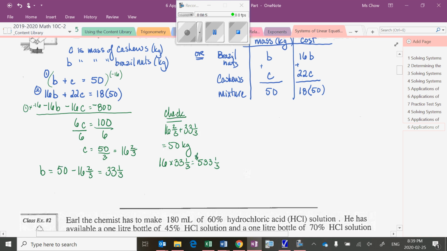Technically that's in dollars. And so then we've got 16 and 2/3 kilos of cashews, and they are $22 a piece. So let's multiply that out, 16 and 2/3. So I'll use the calculator again and look at 50/3. So 50 times 22 divided by 3. That gives me 366 and 2/3 dollars. And if we add up that total, then that is in fact $900 in total. So averaging $18 per kilo, and we've got a total of 50 kilos.